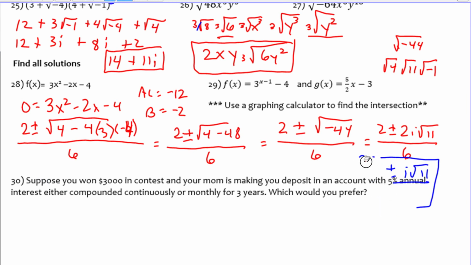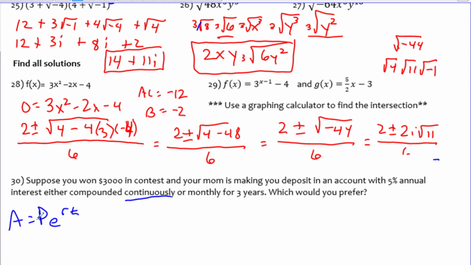It says, suppose you won $3,000 in a contest. Your mom's making you deposit it in an account with 5% annual interest compounded continuously or monthly for 3 years. Which would you prefer? The word continuously, right away, I'm thinking P-E-R-T. So let's just solve this one. I'm going to say A equals P-E-R-T.